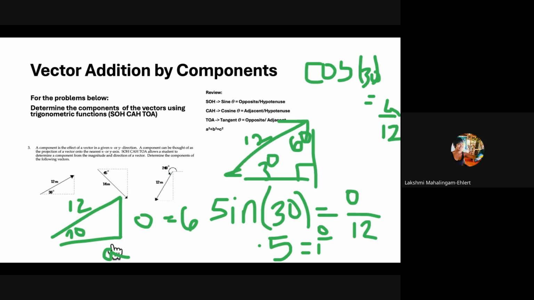.866. Just remember that, right? Now multiply that by 12 and you get what? 10.4. Okay, 10.4. Good. So now we just found the horizontal and vertical components, right? Now, that's the same process you do for this one at the very end, right?